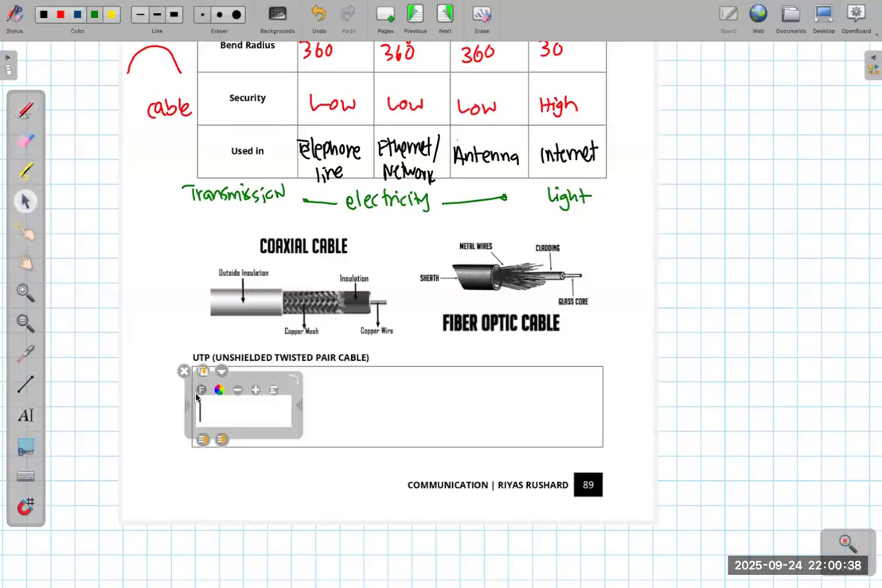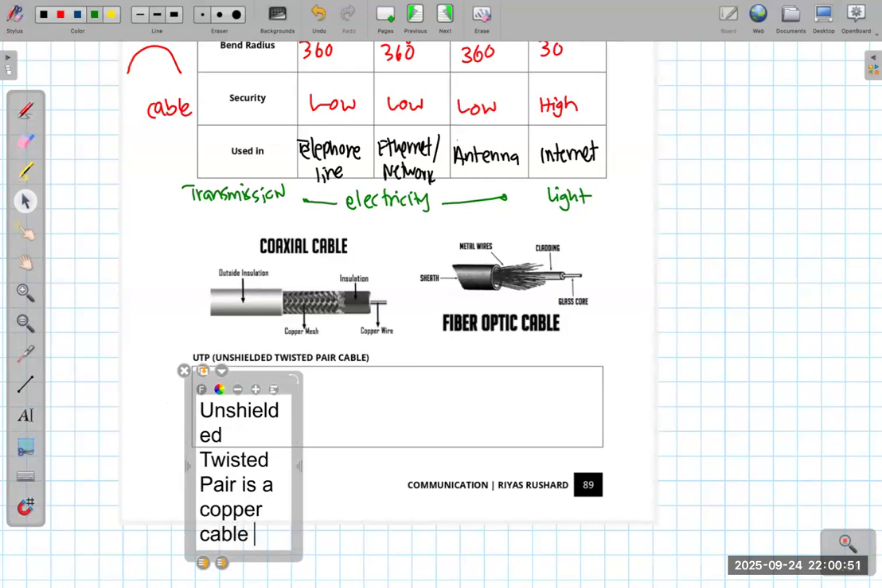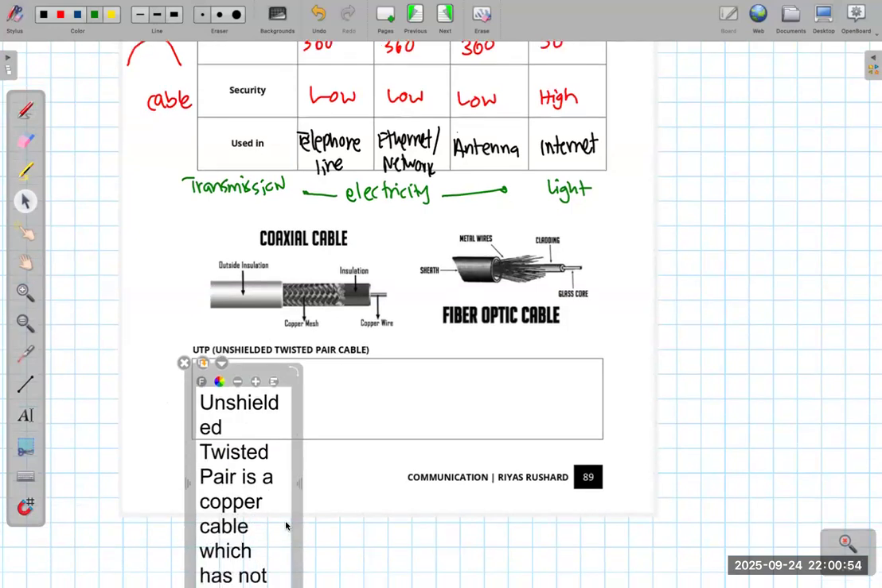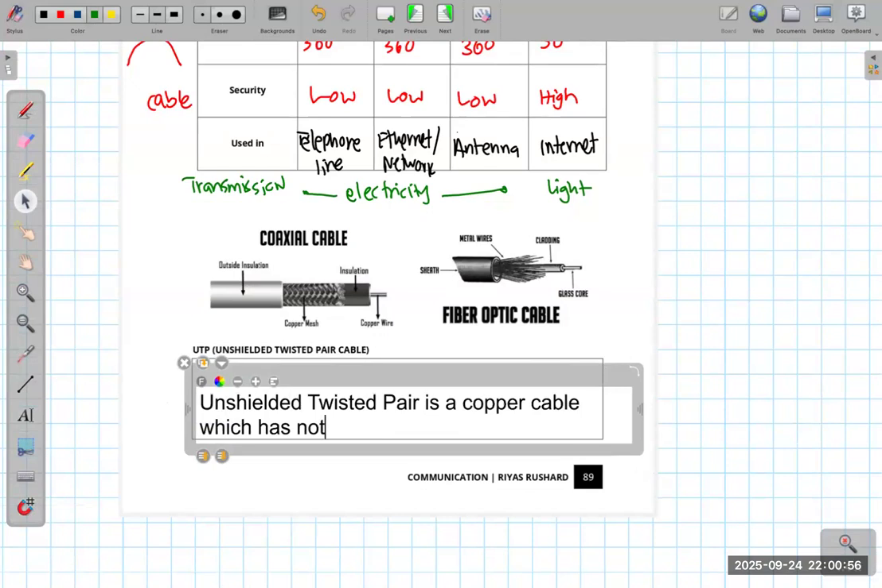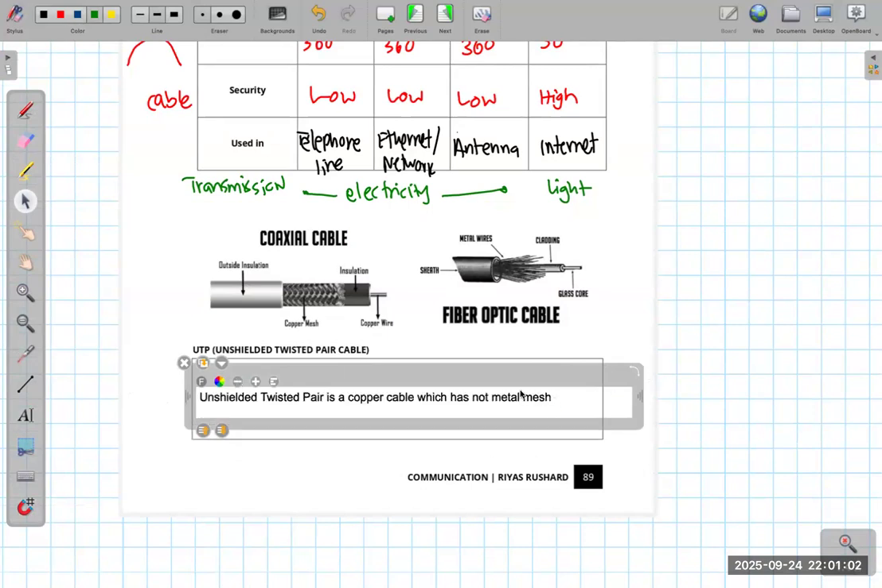And then we'll go for an unshielded twisted pair. Unshielded twisted pair is a copper cable which has no metal mesh, or we can say copper mesh, wrapped around the cable to reduce interference.